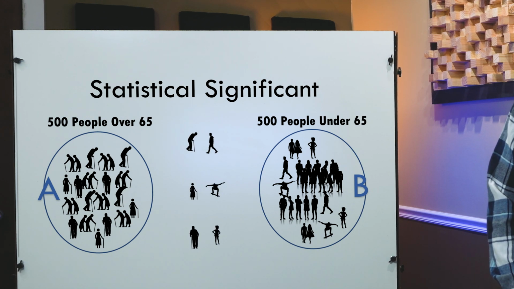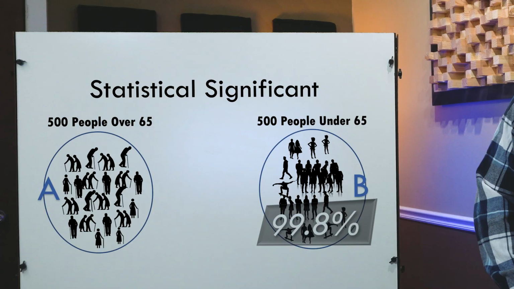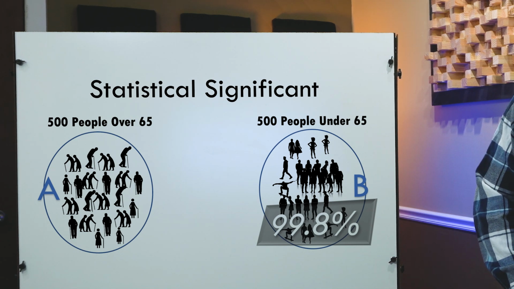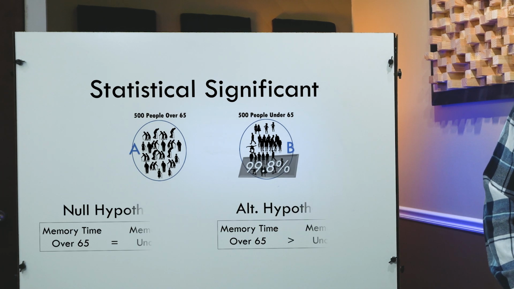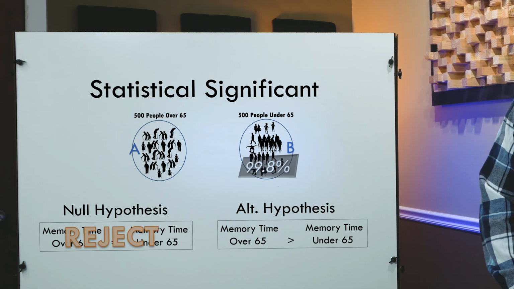We determine that 99.8% of the time, the memory time for the younger folks is shorter than the memory time for the older folks. I think almost everyone would agree that if, in fact, the null hypothesis was true, then the results that we receive of 99.8% would seem highly unlikely and definitely surprising. In this case, we would call the 99.8% statistically significant. Put in another way, there is significant evidence to reject the null hypothesis in this scenario.